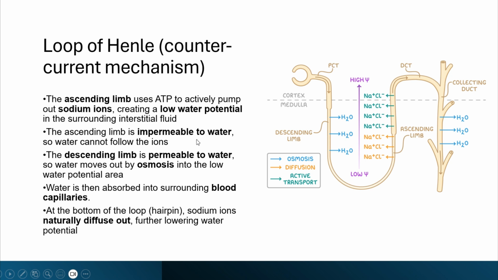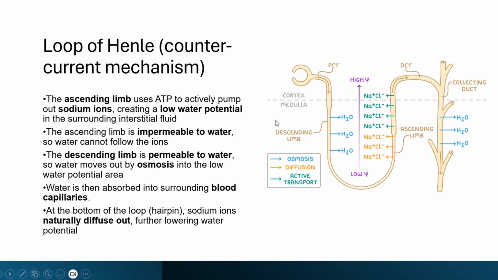The ascending limb is impermeable to water, so water cannot follow the ions. The descending limb is permeable to water, but not permeable to ions. So the ions can't move into the descending limb; they just stay out here. But the water can move out, since there's low water potential outside compared to inside. So more water leaves, and the filtrate becomes even more concentrated because it's got barely any water now. The water that's outside can then be absorbed back into the blood, into the capillaries around this.